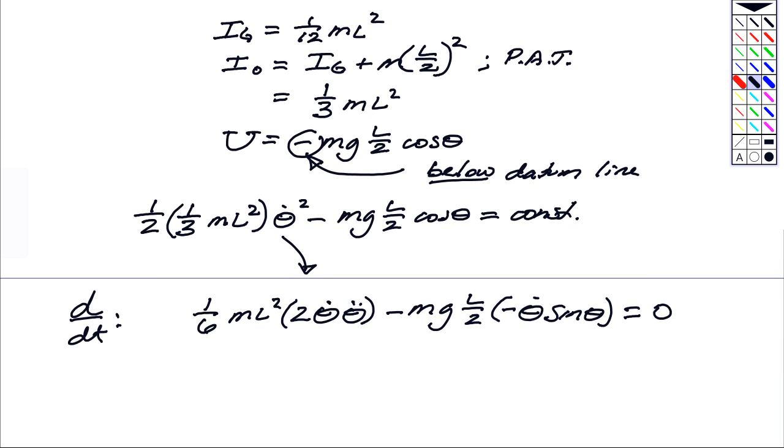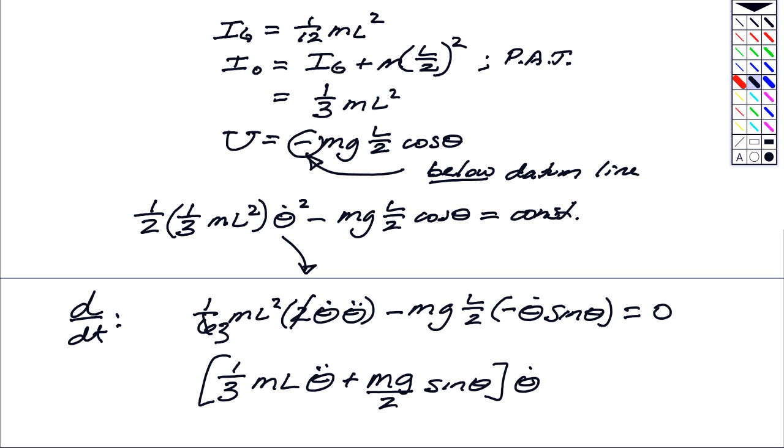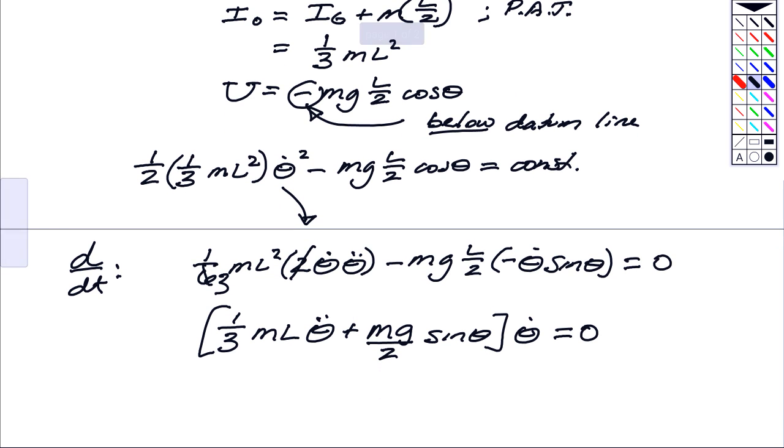So in the end, what we have is going to be, this will cancel out to a 1/3, and when I get through, I'm going to have 1/3 ml squared theta double dot plus mg/2 sine theta times theta dot. And so at this point, we see that if we want something which is valid for all positions in all time, and we have theta dot multiplying this term here, theta dot's not going to be a 0 for all time, so we can strike that out and say that what we really need is this as a 0.